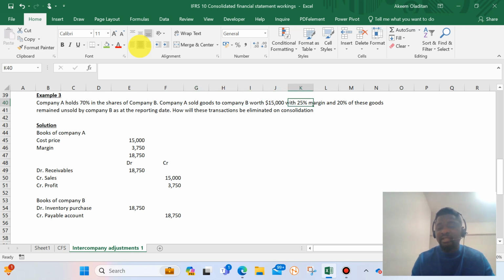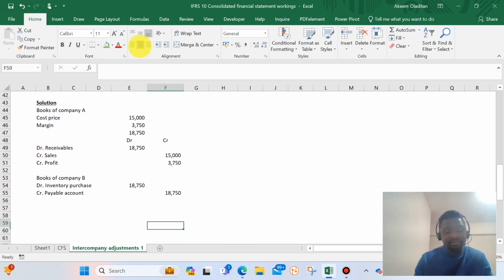20% of these goods remained unsold as at the reporting date. So when 20% of this remains unsold, it means that this profit that we have is still sitting in the books. We need to understand that a certain percentage of the profit that Company A made on the sale to Company B is still sitting in the group at consolidation, and this needs to be eliminated. So let's now look at the entry that we need to pass.